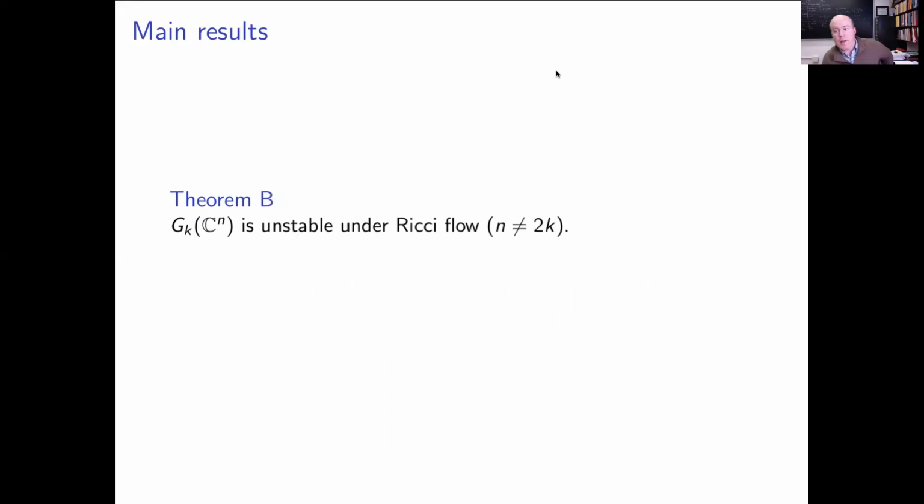The other main theorem we'll talk about is the following, which is concerning what you would think to be a sort of unrelated topic. This is maybe a much more recent avenue of research, which is to do with instability under Ricci flow. So again, here we're looking at this manifold. This is the complex Grassmannian of K-planes. That's a symmetric space. You can give it a natural metric making this a symmetric space as a Riemannian manifold.